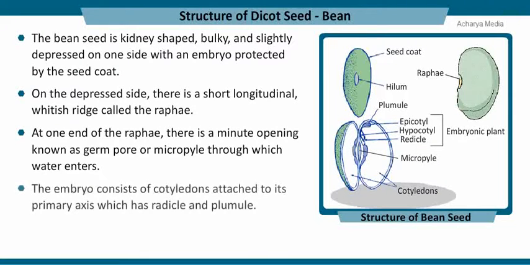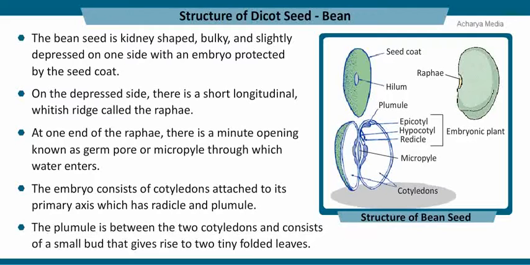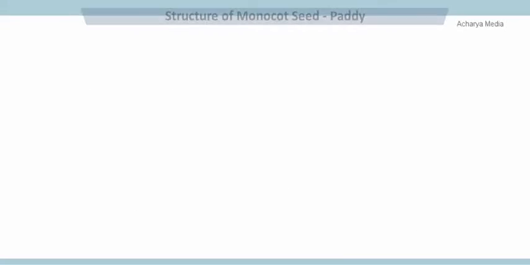The embryo consists of cotyledons attached to its primary axis, which has a root portion called the radicle and a stem portion known as the plumule. The tip of the radicle projects outside and is closer to the micropyle. The plumule is placed between the two cotyledons and consists of a shoot axis with a small bud that gives rise to two tiny folded leaves.